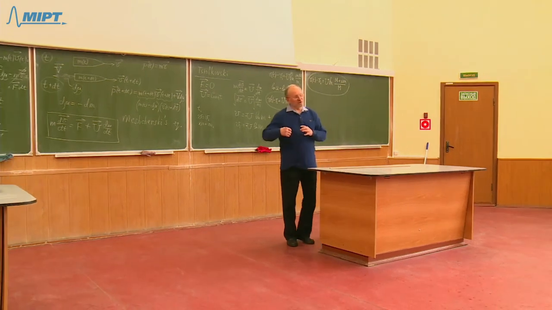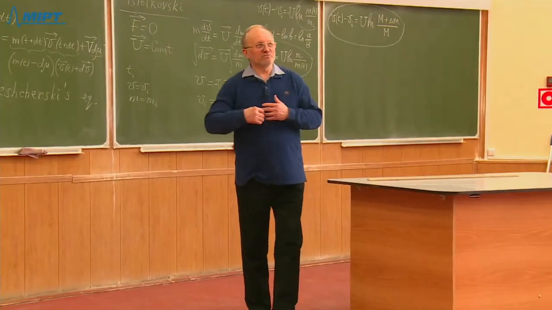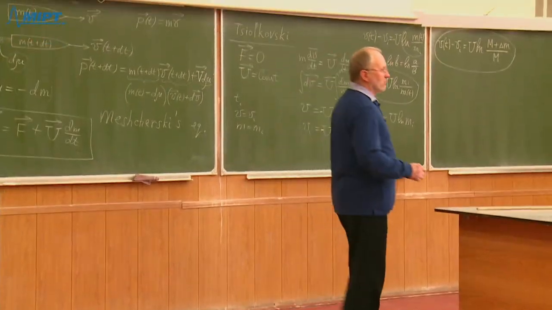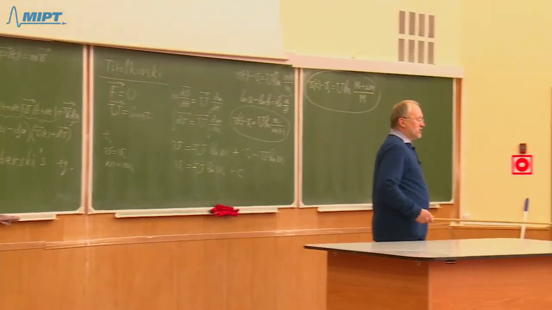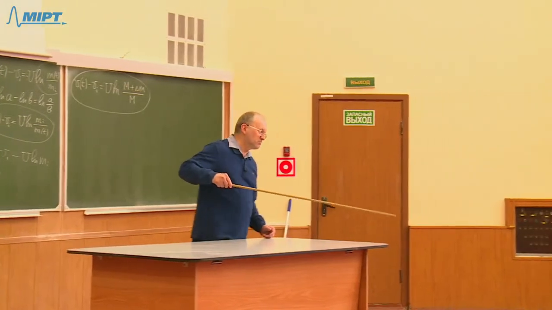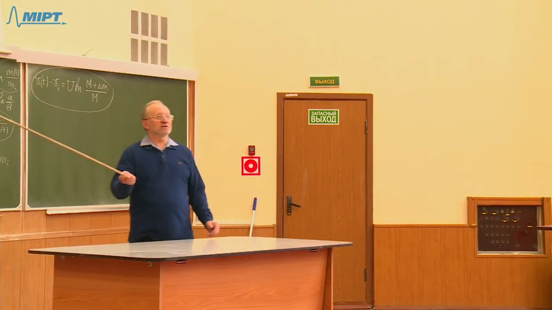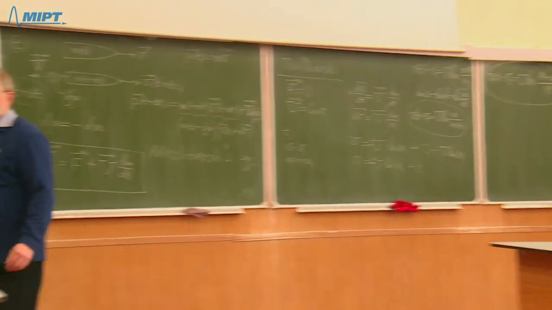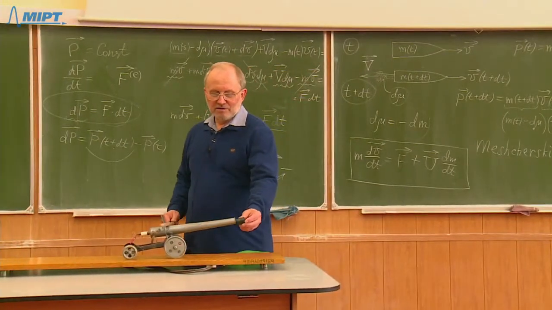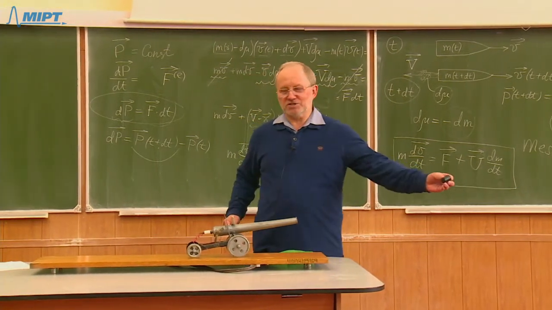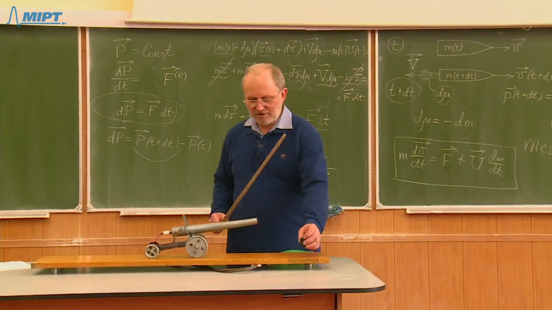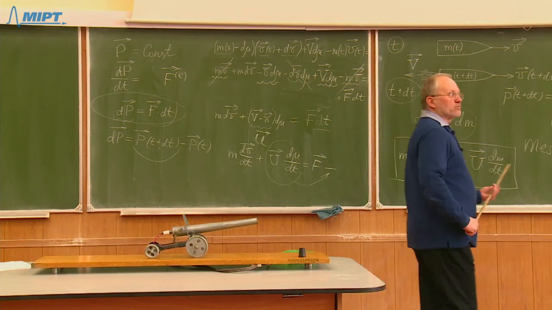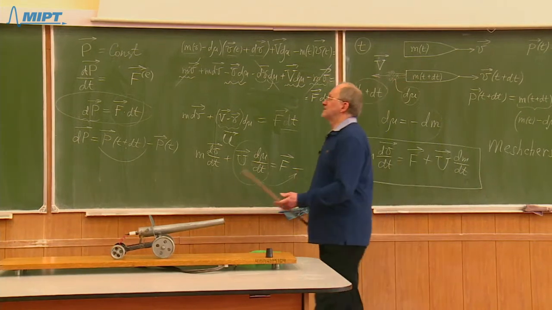It pushed water away, and water under the action of compressed air moved in one direction and the rocket flew in another direction. Just like in this cannon, when the projectile went in one direction and the cannon went in a different direction. The same principle. And the law of physics is the same.